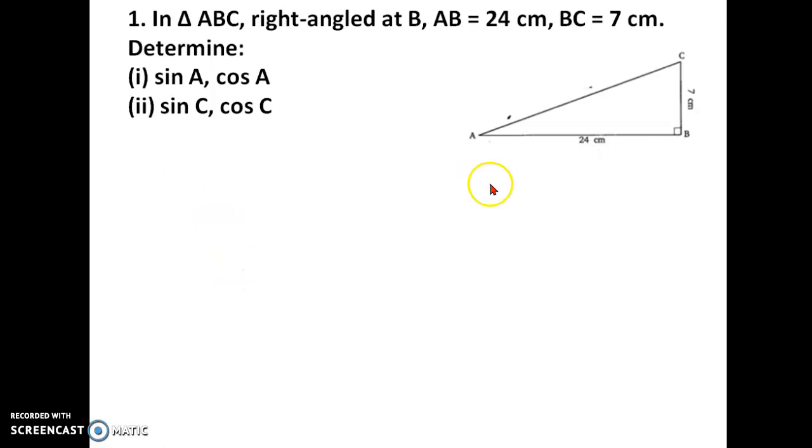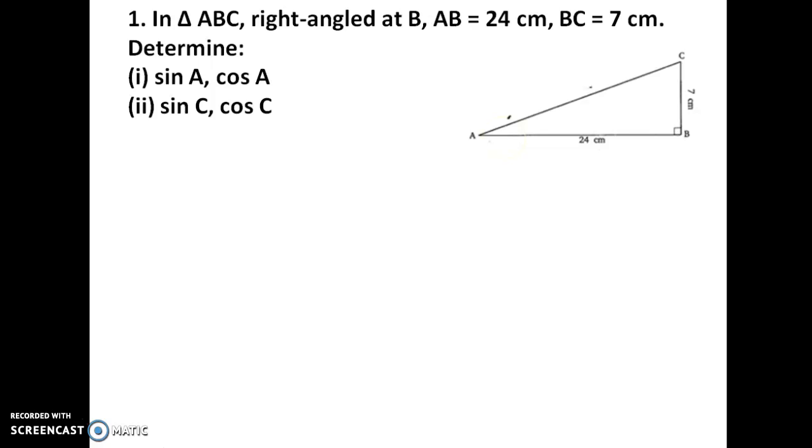So one triangle is given which is right angled at B. So at B your angle is 90 degrees. Once you know one side, the rest you can write. So you can write A here and C here. AB is 24 centimeter and BC is 7 centimeter. Now we have to find sin A. In the angle A we have to find sin A.